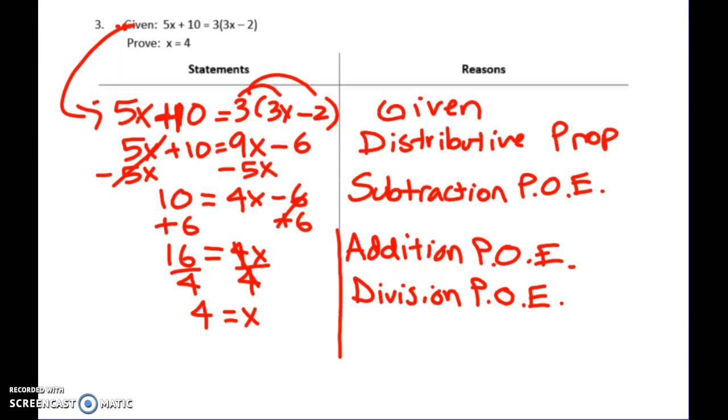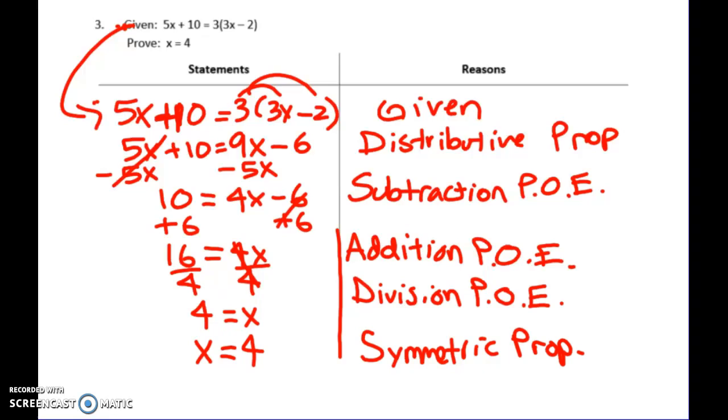And then, my last step, when x is on the right-hand side, what do I got to do? Okay, switch the order. X needs to be on the left. X equals 4. And what do I call it when I just do a switcheroo? You don't want to just put switcheroo. You put symmetric property of equal, or just symmetric property. Sorry, no POE, just property.